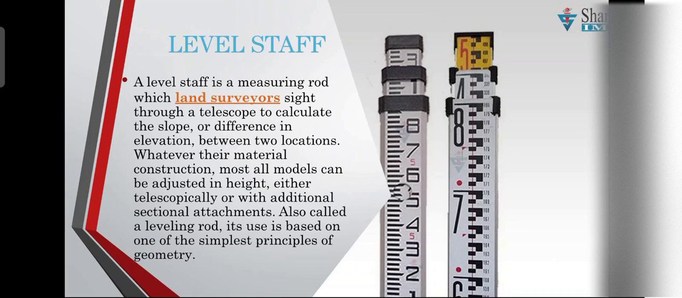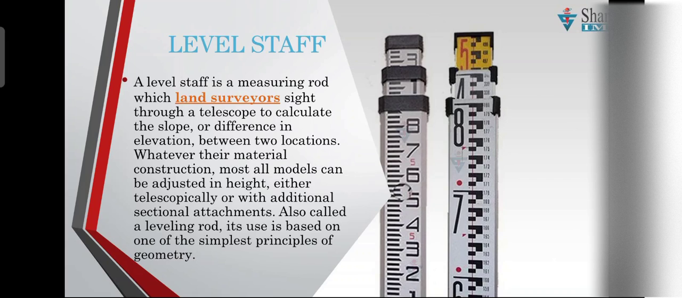As given in the question, the staff, we will first look at what a level staff is and how staff readings are taken. A level staff is a measuring rod which lends the surveyor sight through a telescope to calculate the slope or difference in elevation between two locations, whatever their material construction. Most models can be adjusted in height either telescopically or with additional sectional attachment, also called a leveling rod. Its use is based on one of the simplest principles of geometry.